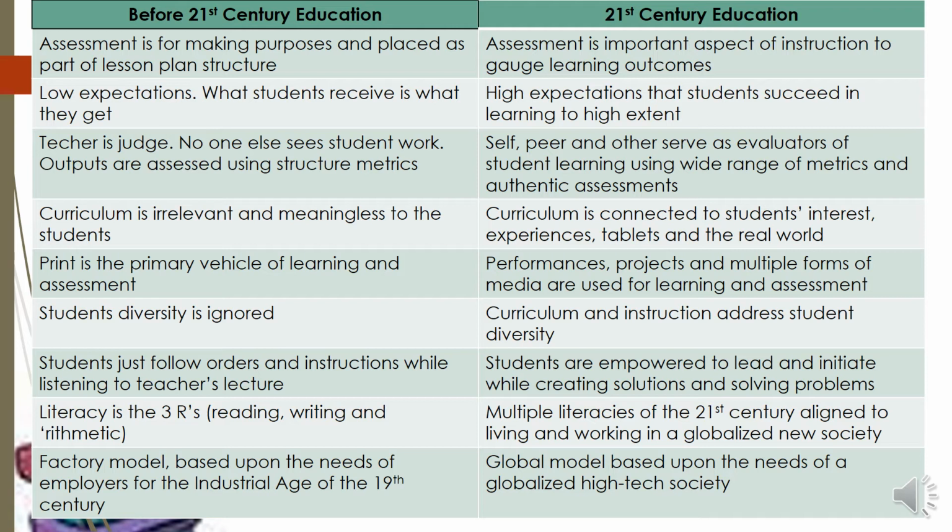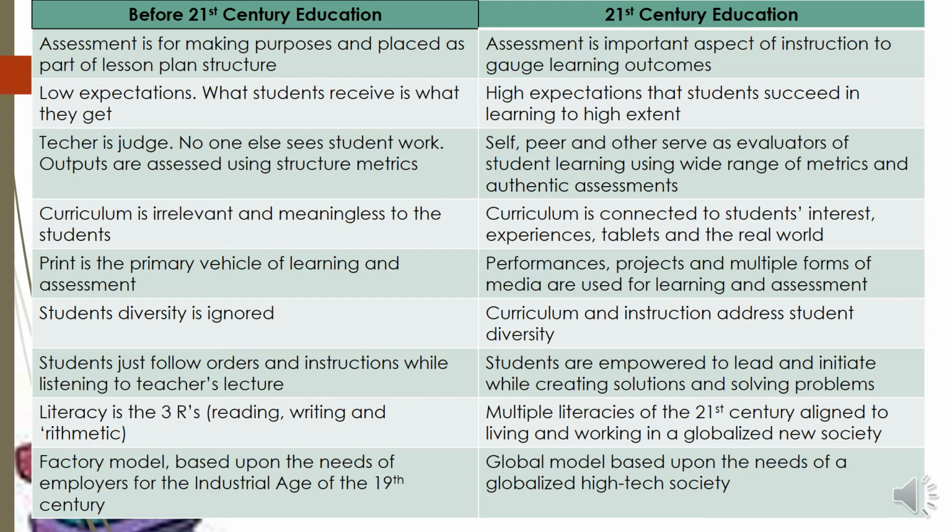In traditional, low expectations. So, what students receive is what they get. Parang may connection yan siya dito sa nauna kong sinabi. Whereas, in the 21st century, high expectations that students succeed in learning to high extent. In the traditional, the teacher is judged and no one else sees students' work. Outputs are assessed using structured metrics.